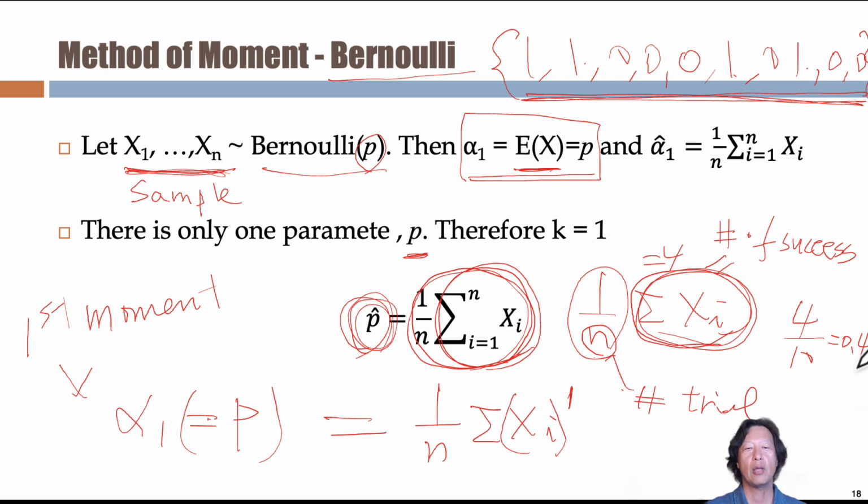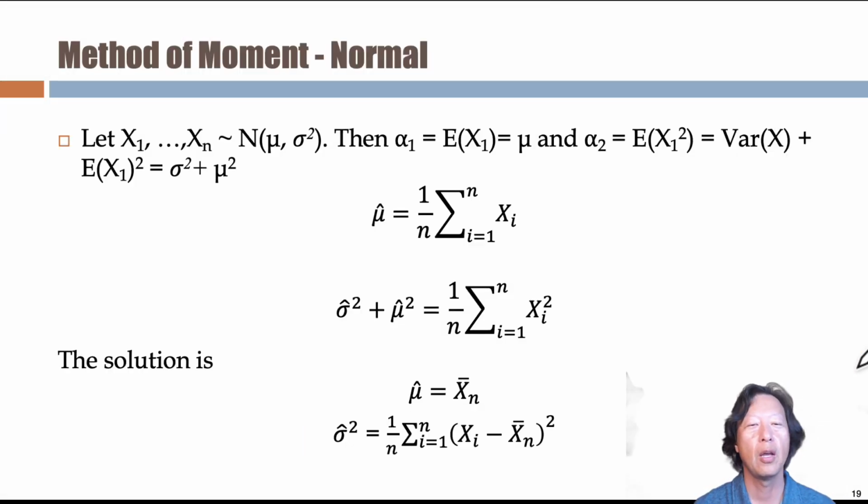Because, as you can see, actually we utilize the method of moments. The population moment should be the same as the sample moment. So we are trying to find what kind of parameter will make the population moment become the same as the sample moment. This is the way to do it.